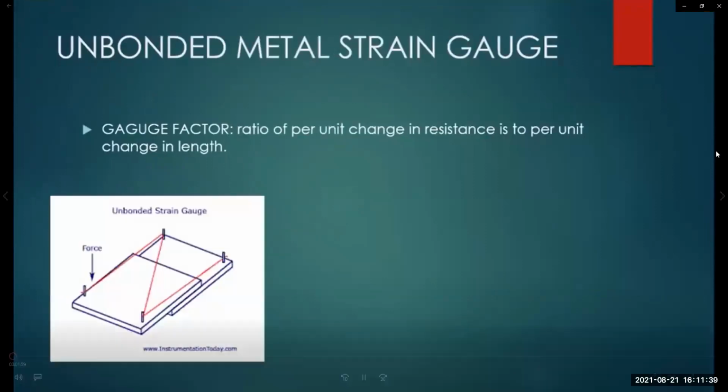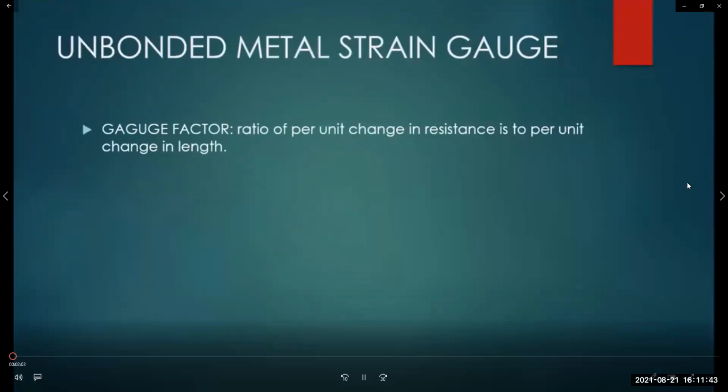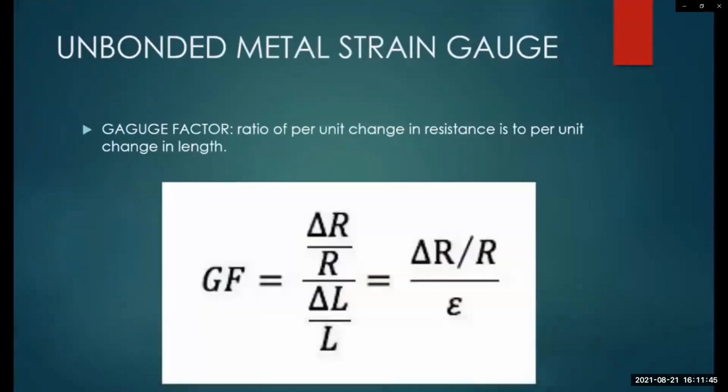But before that, it is advisable to know about gauge factor. Gauge factor is the ratio of per unit change in resistance, which is delta R by R, to per unit change in length, that is delta L by L, which comes out to be G equals delta R by R divided by delta L by L.